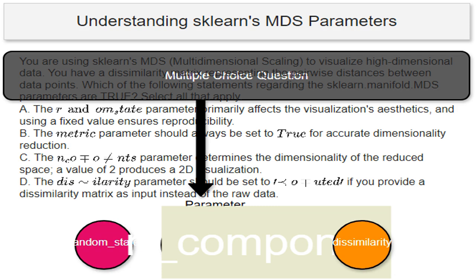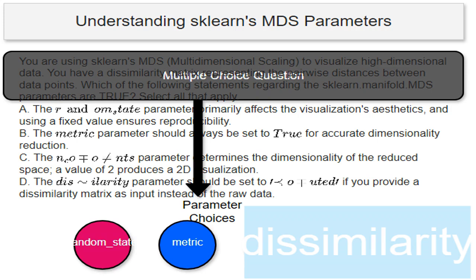It's crucial for controlling the visual outcome of the dimension reduction process. This parameter tells the MDS function what kind of input it is receiving. If you're giving it a pre-calculated distance matrix, showing distances between all pairs of points, you set dissimilarity equals pre-computed. If you provide the raw data points, then you'll leave it at the default value or set it to false. This is a simple but essential parameter for using MDS correctly.